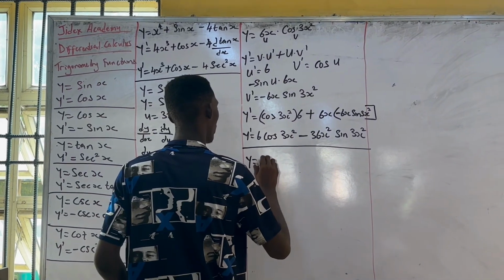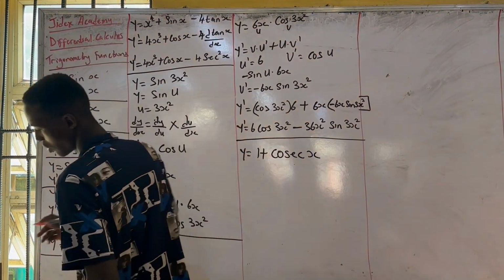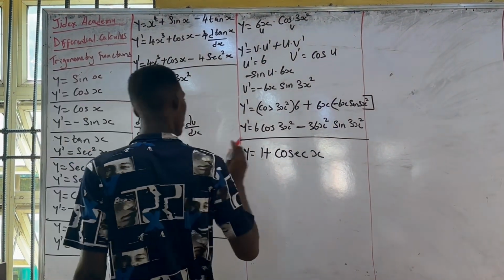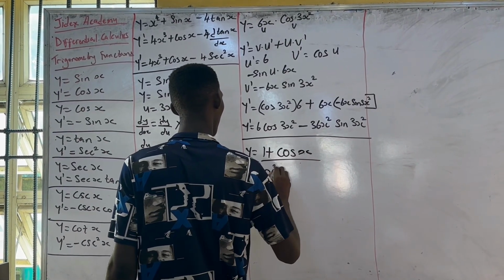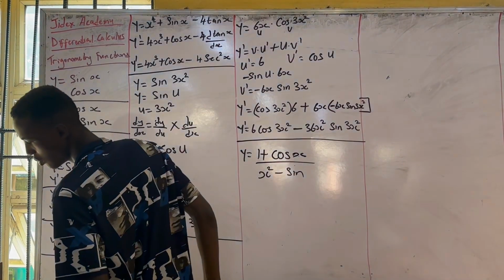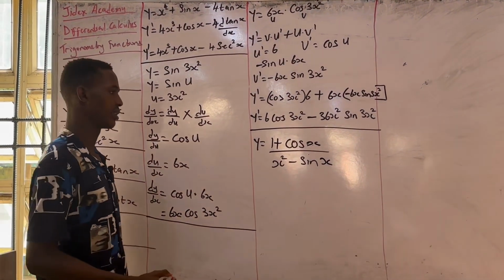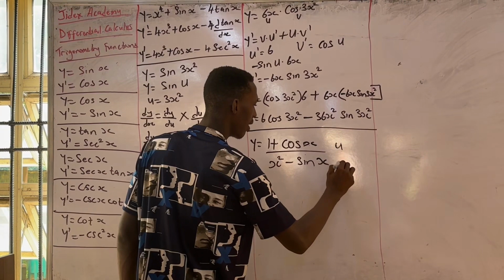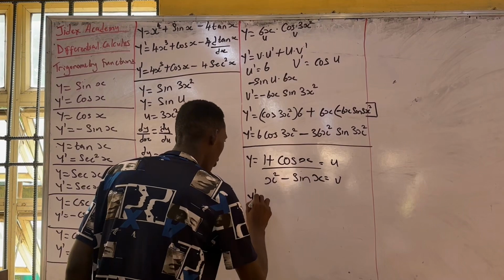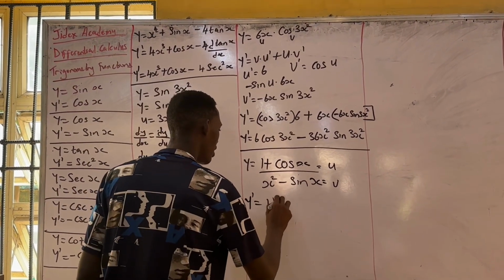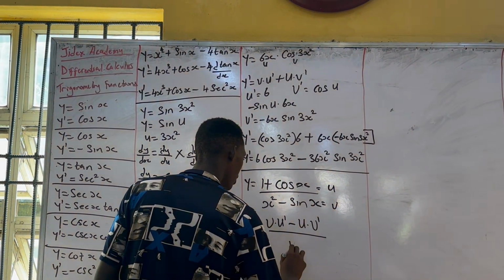our y is equal to 1 plus cos x over x squared minus sine x. Now, I told you to look for the derivative of this. This is our u, this is our v. Note that our formula for quotient rule is what? v times u derivative minus u times v derivative over what? v squared.